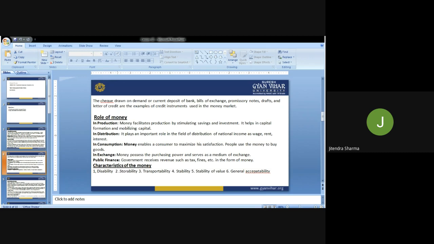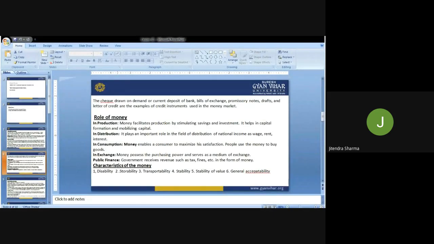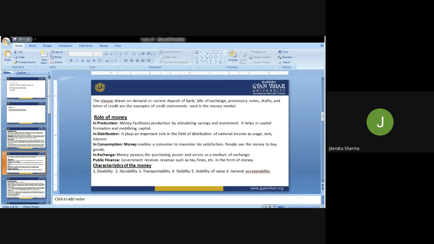Then stability. Money gives stability in the society and in the economic system. Economic stability can only be achieved if we have money in transaction. Stability provides value. So we can assess the situation: what is the value of the money of a particular country against a standard, the US dollar, which is worldwide acceptable. So we can compare that money very easily and assess the value of money.